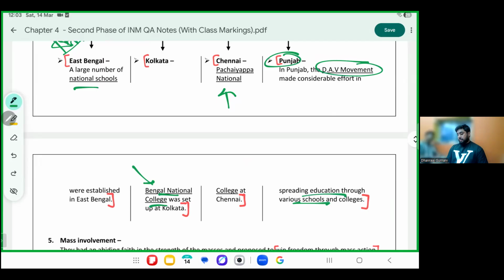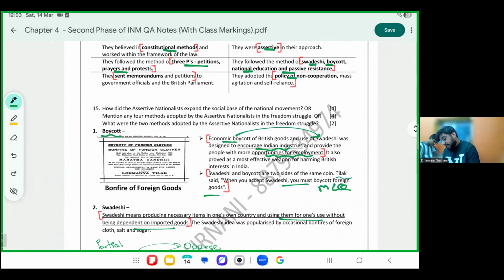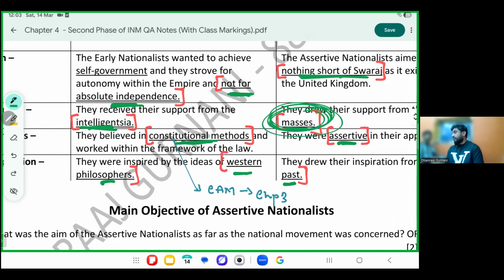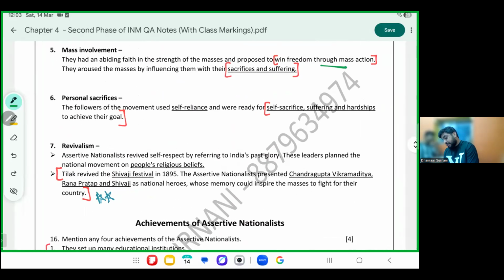It's based on the leader, the name of the mass movement. They said, unlike the early ones, our main support comes from the masses. We want the people to join the movement, otherwise we cannot do anything. So they said mass movement will help us win this, but mass movement के साथ आएगा थोड़ा sacrifice and suffering, physical as well as mental suffering. The British will torture you a bit. Passive personal sacrifices: they said we are okay to self-sacrifice, suffer, and face hardship to achieve our goals.